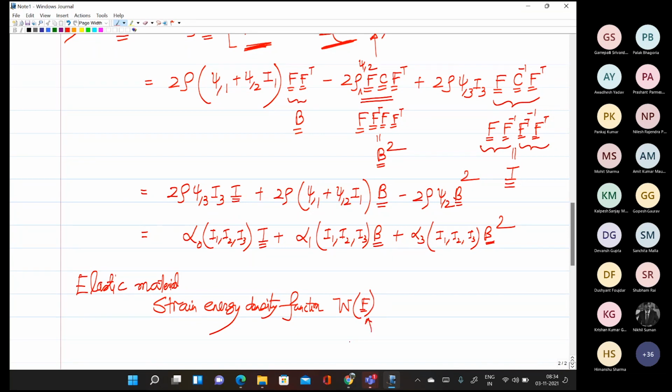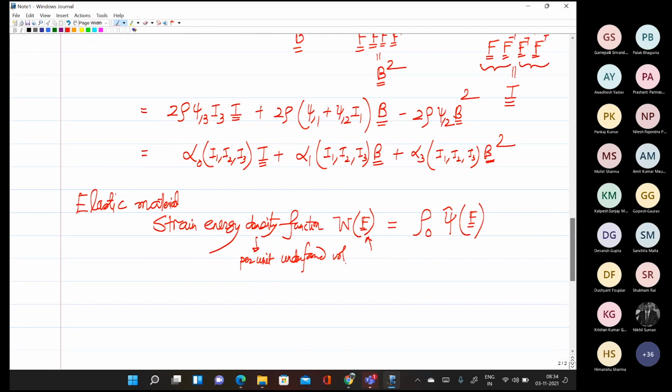So that is per unit undeformed volume. Okay, this density is per unit undeformed volume. And in that case, how is this related to your psi hat? So we know that psi hat is per unit mass. So to make it per unit undeformed volume, you simply have to multiply this by rho naught.